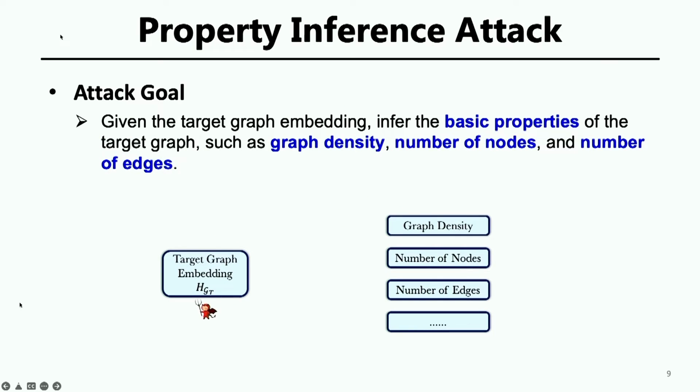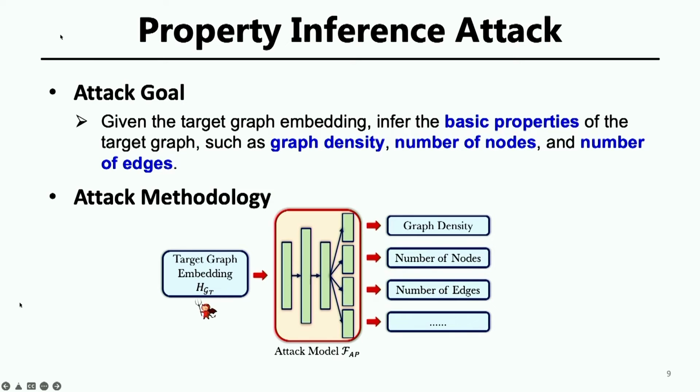The first one is the graph property inference attack. The attack objective is, given the target graph embedding, to infer the basic properties of the target graph, such as the graph density, number of nodes, and number of edges. To achieve this goal, we use a multi-output classifier as the attack model. The attack model consists of a feature extractor and multiple output layers. Each output layer predicts one graph property. To train this attack model, we can use a set of auxiliary graphs that come from either the same or a different distribution as the target graph.